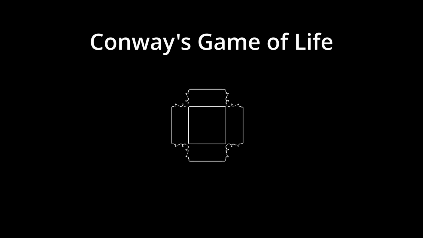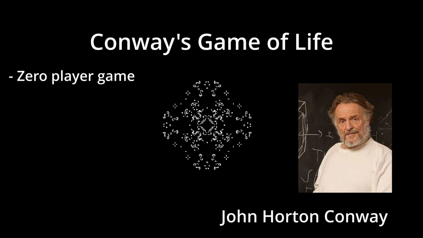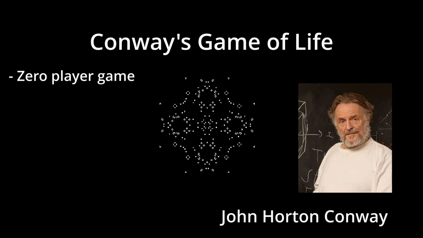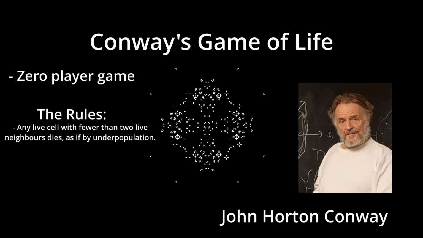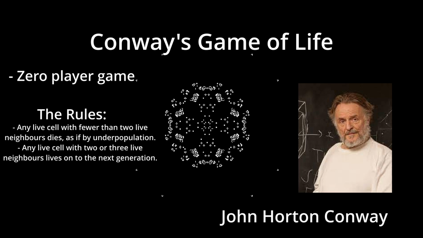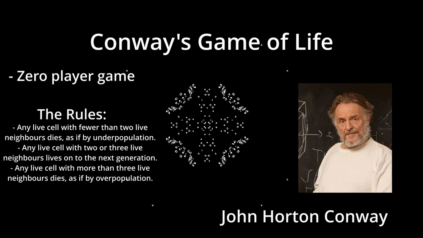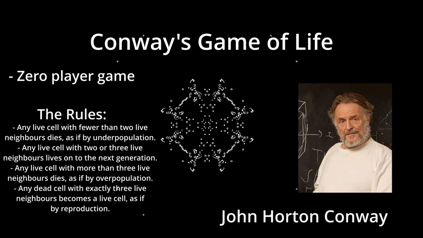Conway's Game of Life, also known simply as Life, is a cellular automaton devised by the British mathematician John Horton Conway in 1970. It is a zero-player game, meaning that its evolution is determined by its initial state, requiring no further input. The rules to this game are that any live cell with fewer than 2 live neighbors dies, as if by underpopulation, that any live cell with 2 or 3 live neighbors lives on to the next generation, that any live cell with more than 3 live neighbors dies, as if by overpopulation, and finally that any dead cell with exactly 3 live neighbors becomes a live cell, as if by reproduction.